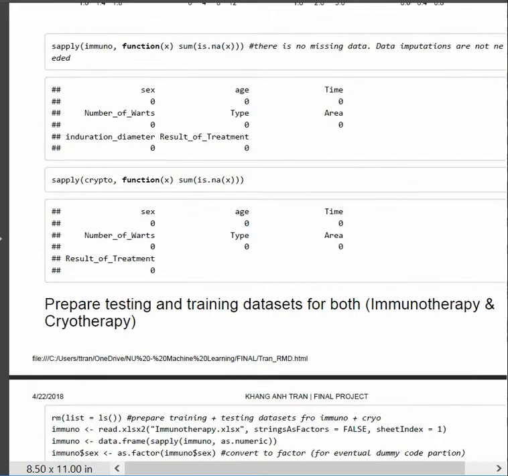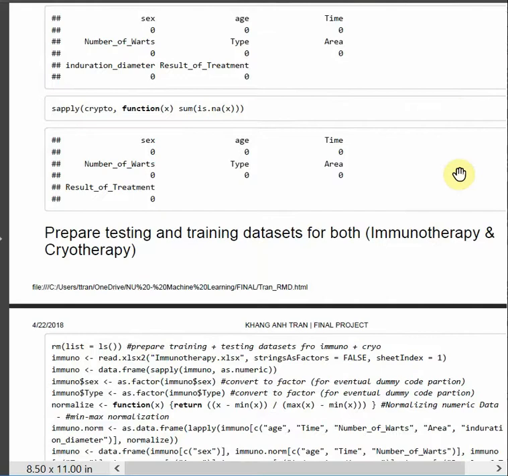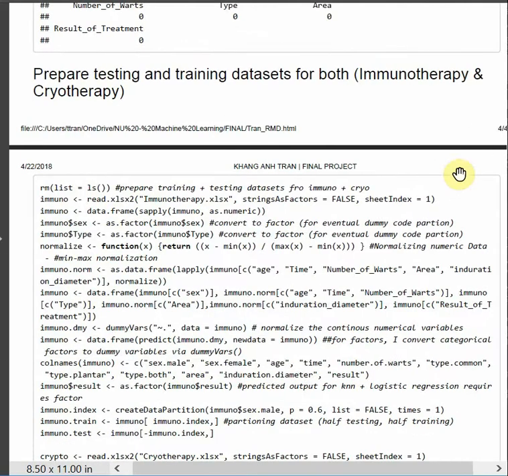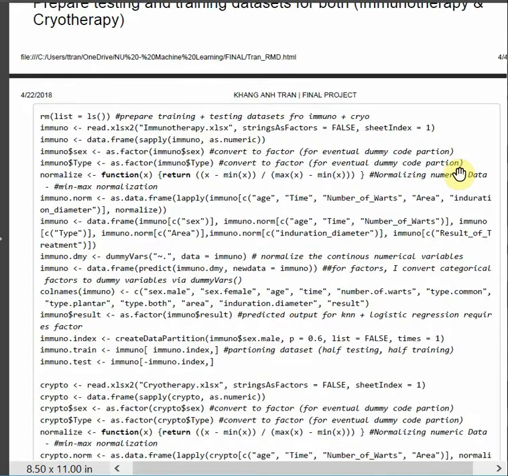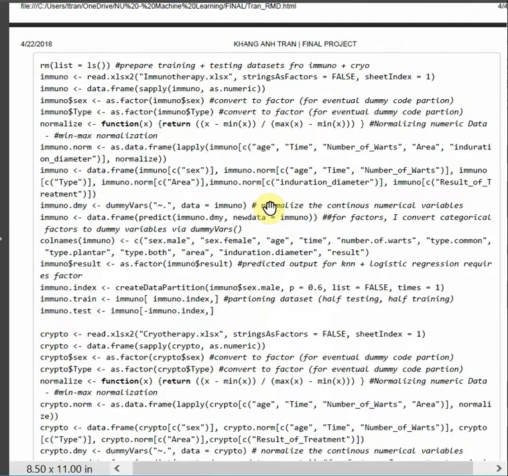I checked to see if there was any missing data in the datasets, because if there was, I would have to perform data imputation. But fortunately, the datasets were both clean. From here, I prepared my training and testing datasets. I loaded it in, cleaned it up, and made dummy codes for some categories such as gender and the type of warts, because these are categorical numbers.